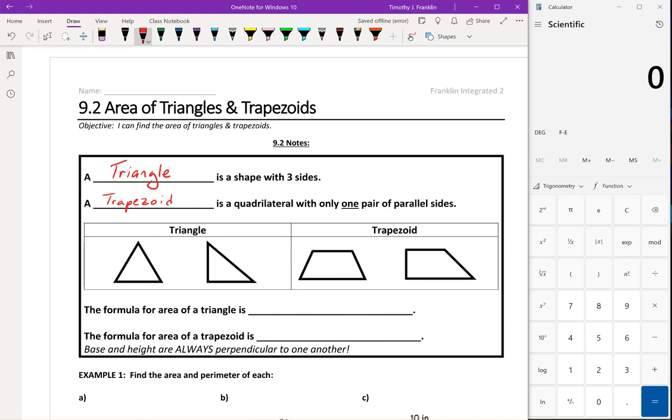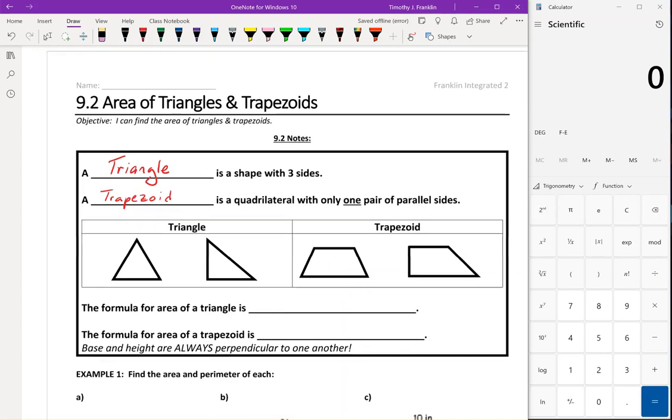And so here we have some pictures of different triangles and trapezoids, but you can see in the trapezoid pictures that the opposite sides here are parallel, but these sides are not parallel. So one pair of parallel sides. And those are the bases of the trapezoid, and that'll be important here in just a minute.